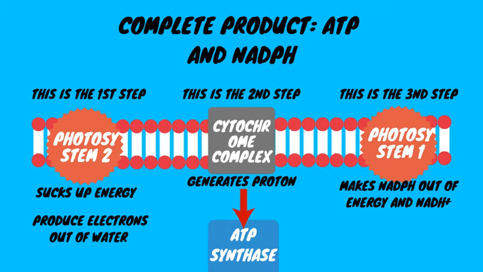The protons that are generated by the cytochrome complex now go to ATP synthase. Basically, they convert two protons into one ATP. ATP is an energy-carrying molecule that powers almost everything in our body.